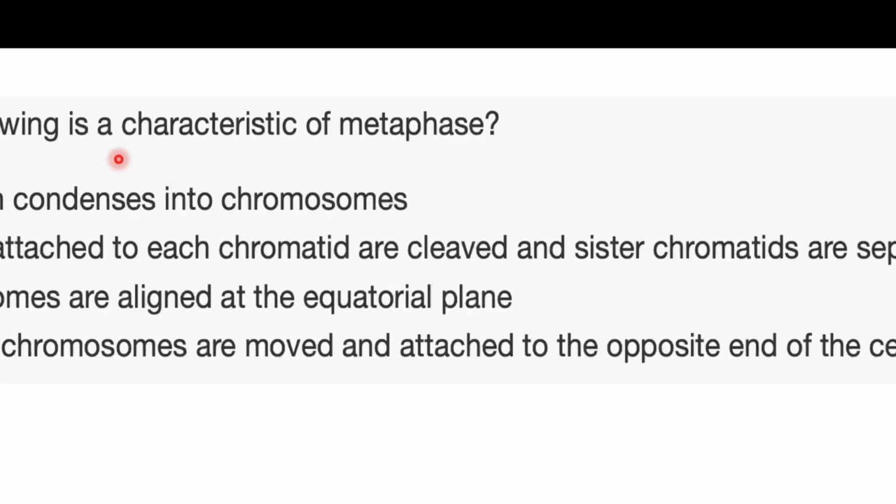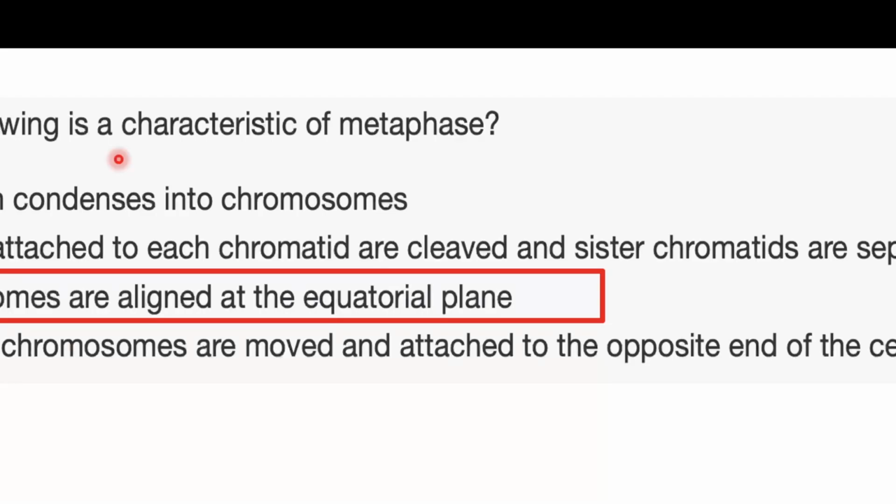Okay, let me take a look at the answers. Which of the following is a characteristic of metaphase? Farsana says option C. Aishwarya is saying option C. Vedashri is saying C. Okay. If you say so, then option C it is.